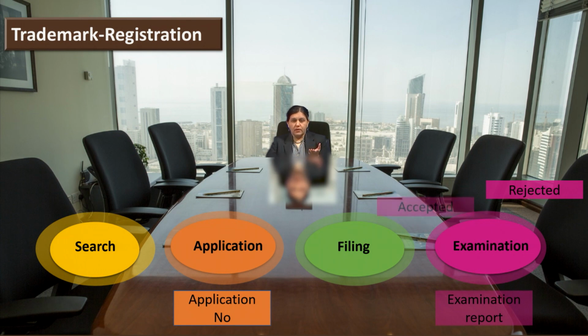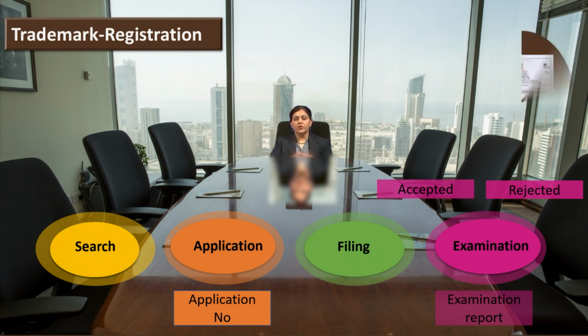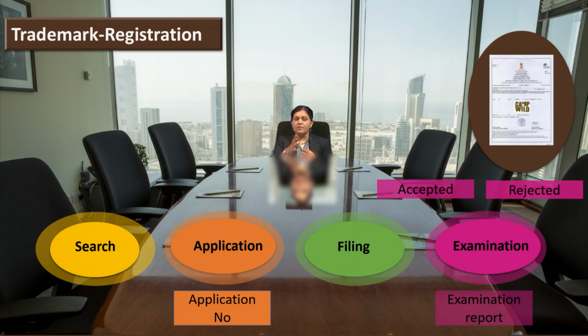If your search report is clear, obviously your trademark will be accepted and you will get a certificate like this, right. You will receive that certificate saying that your trademark is registered. Now, in some unfortunate events there is a possibility that there may be opposition, and for opposition 4 months time is given, 3+1, that kind of arrangement is there.